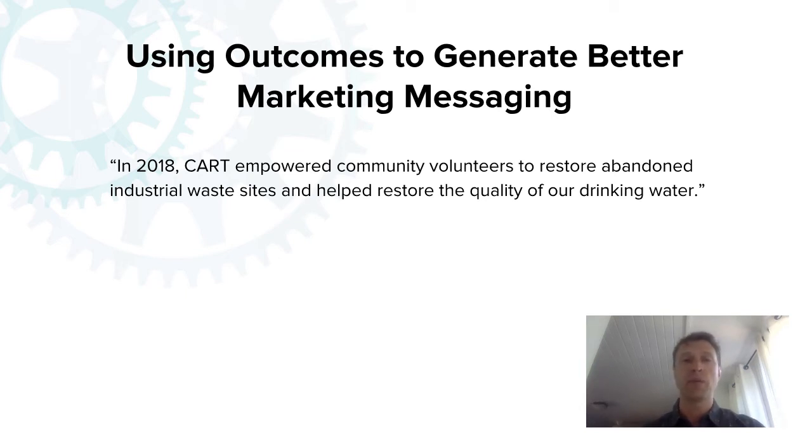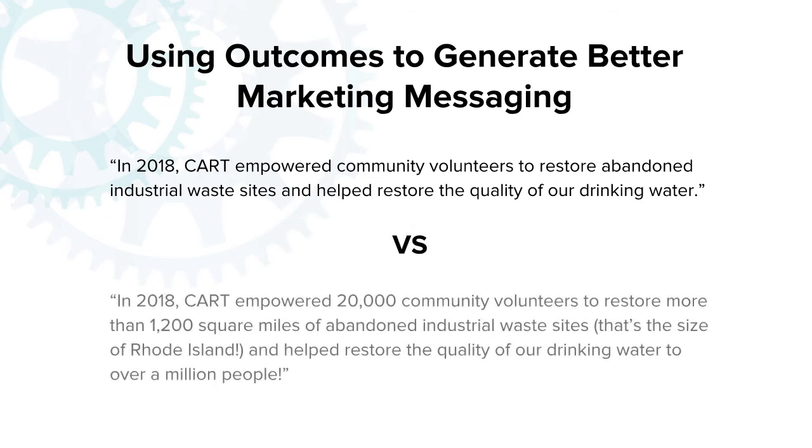that's really established. So let's compare that to, in 2018, CART empowered 20,000 community volunteers to restore more than 1,200 square miles of abandoned industrial waste sites. That's the size of Rhode Island, and helped restore the quality of drinking water to over 1 million people. Now, to me, that has a lot more impact to it. It really gets your attention and drives home the point of the scale and scope of your work. So you can see here how, as we're starting to talk about outcomes, we're really starting to dig into the concept of marketing messaging, but also remember the importance of measuring your outcomes.